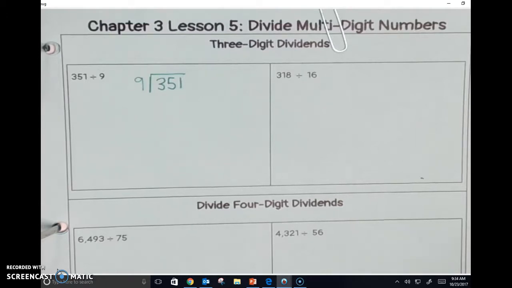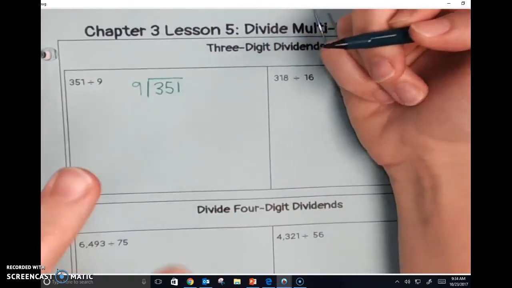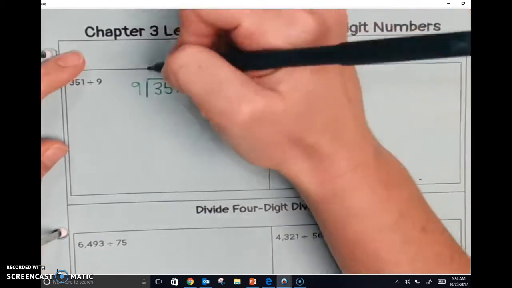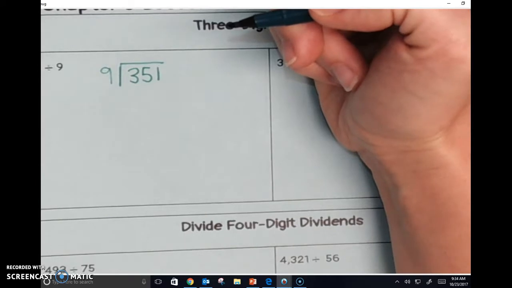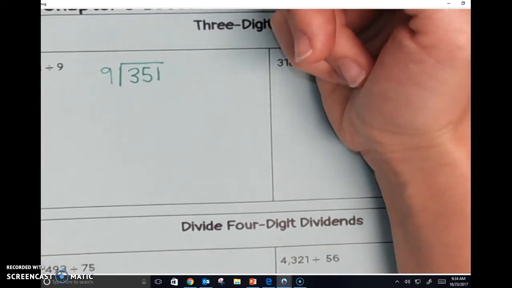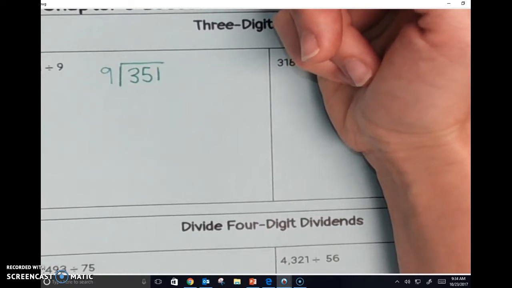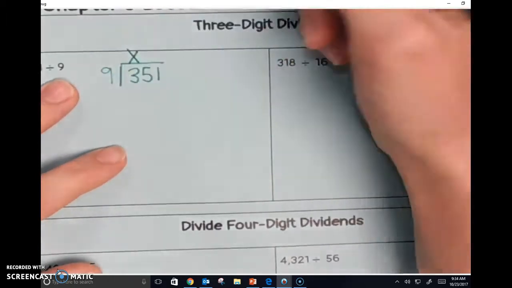How many people like it when they're single digits? Much easier, right? So if we're looking, can 9 go into 3? No. So I would either put an X or a 0 above it so you don't accidentally put your number above it. How many people have accidentally done that at some point? And then you've gotten a really big number. It happens, doesn't it? I've done it. I'm going to put an X.